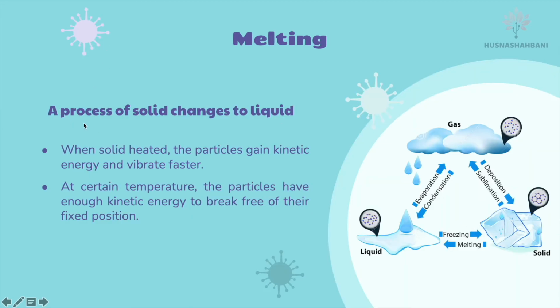Melting is the process of a solid changing to liquid. When a solid is heated, the particles gain kinetic energy and vibrate faster. At a certain temperature, the particles have enough kinetic energy to break free of their fixed position. So that's how it becomes liquid.